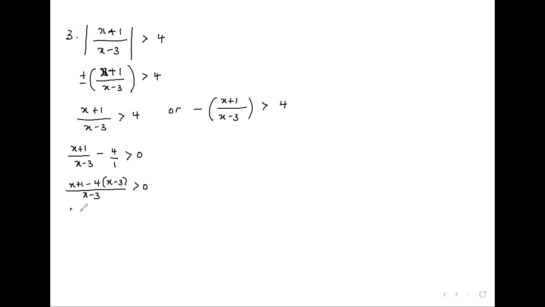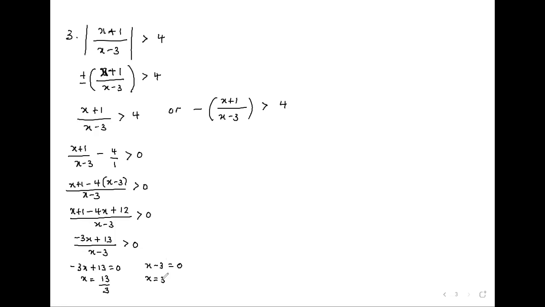Then we get x plus 1 minus 4x plus 12 over x minus 3 is bigger than 0. So negative 3x plus 13 over x minus 3 is bigger than 0. So we'll have negative 3x plus 13 is equal to 0, so that x is 13 over 3. And x minus 3 is equal to 0, so that x is equal to 3.